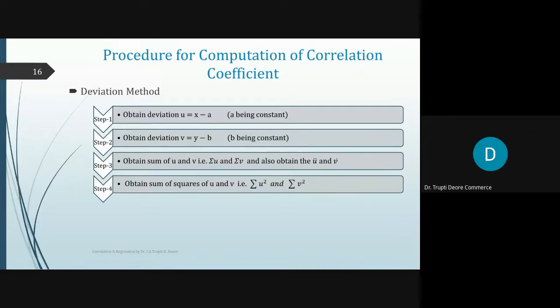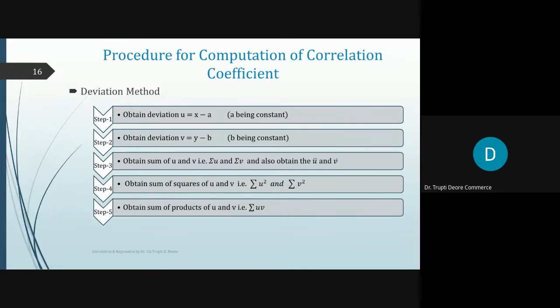Step 4, obtain sum of squares of u and v, that is summation of u square and summation of v square. Next is multiplication, that is obtain sum of products of u and v, that is summation of uv.